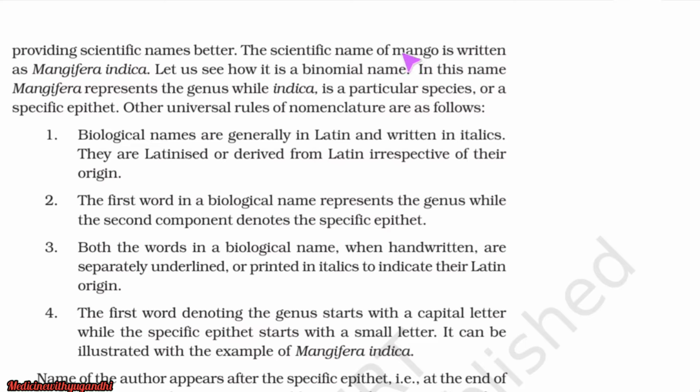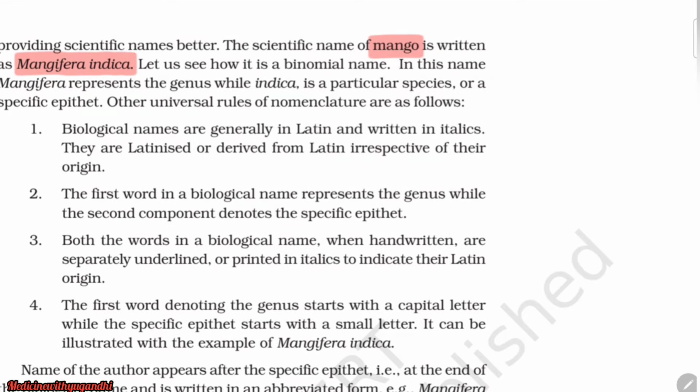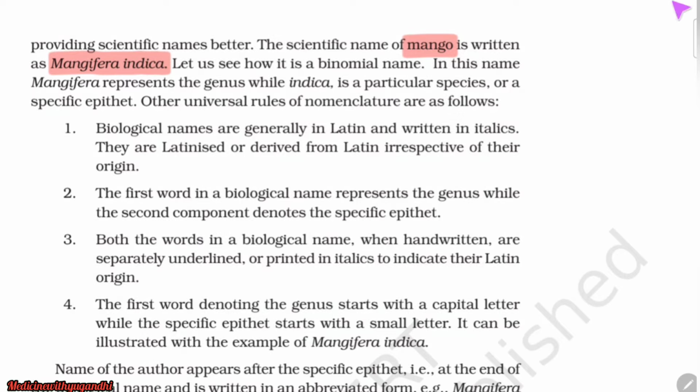See, the binomial nomenclature of mango, the scientific name of mango is Mangifera indica. This can also be asked in MCQ. See, the binomial name of mango is Mangifera indica. As I already mentioned, the binomial nomenclature involves two components. One is the generic name and the other one is the specific epithet. So let us see.